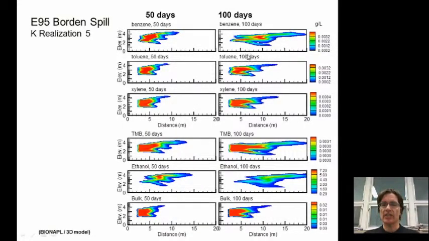And after 100 days, we can see the evolution over time. Benzene has now, it looks like, dissolved completely from the source, whereas toluene and xylenes perhaps are still dissolving. TMB is still dissolving, and ethanol has evolved further in the bulk. So this is a single simulation for one realization, just showing different times and different components. We can gain a lot of insight into what's happening.